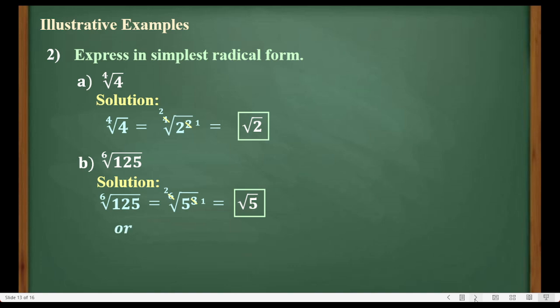Or, if we consider an alternate solution, we could also use the nested radical form. The 6th root can be expressed as the square root of the cube root of 125. We know that cube root of 125 is 5. Therefore, the final answer is the same, square root of 5.